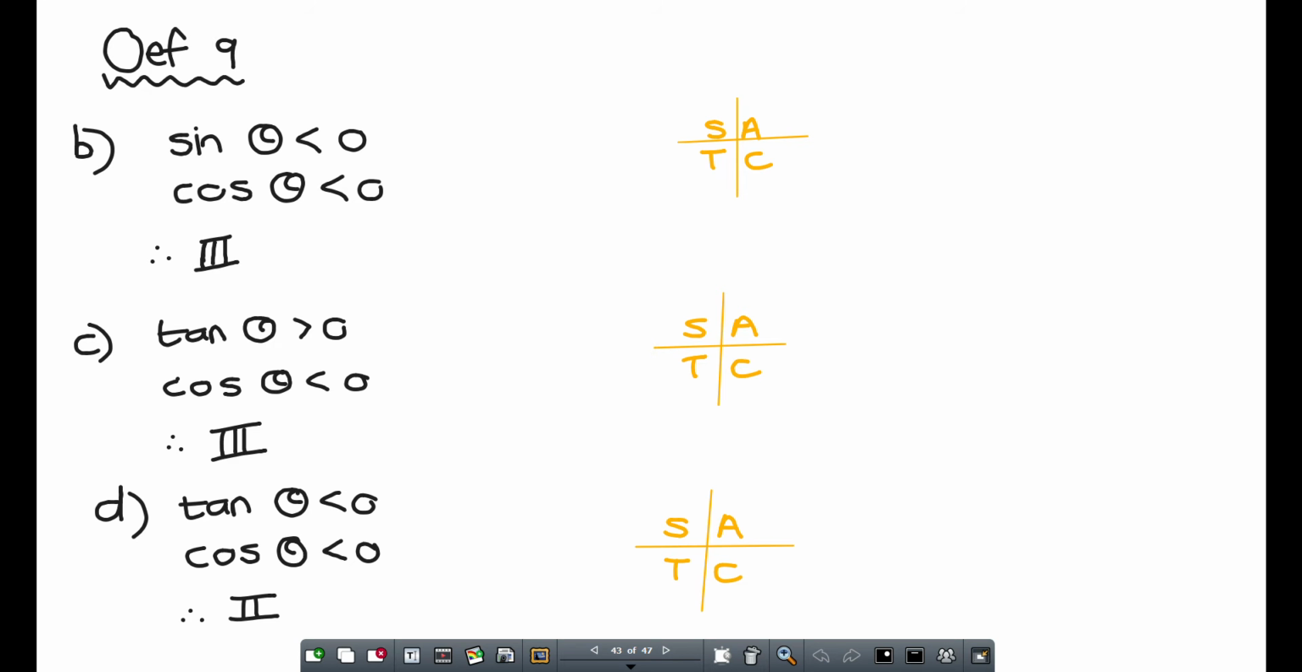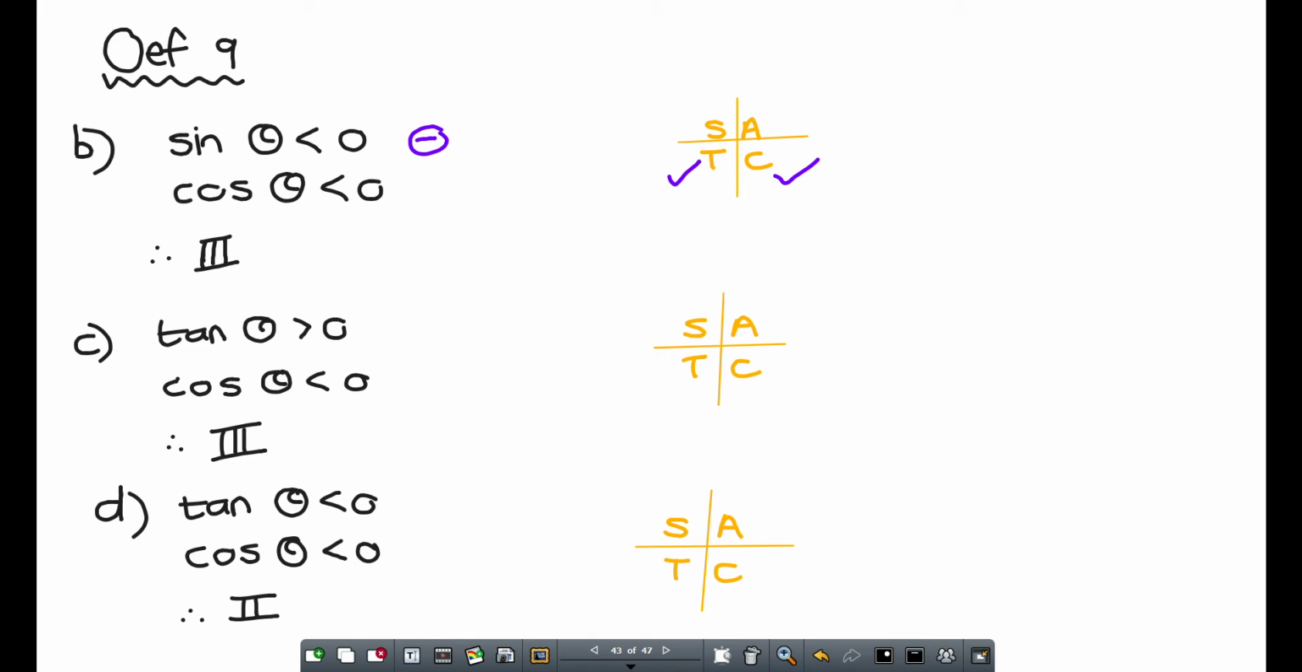Okay, kom ons kyk gou-gou. Exercise 9. Now you must have a look. So at B it says sine theta must be less than 0, meaning that's going to be negative. Nee, en waar is sin negatief? That would be in the third and the fourth quadrant.